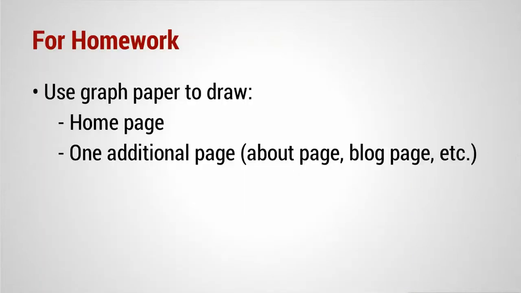So for homework, I want you to use graph paper to draw the home page of your site, and then I want you to choose one additional page type. So you could choose the about page, or you could draw a blog page and draw that out as well. I'm not going to have you do more than that because, again, you have a pretty small site. I think it would be kind of redundant. And for the sake of time, I think the home page and one additional page will still give you a really good sense of what your site needs to look like.